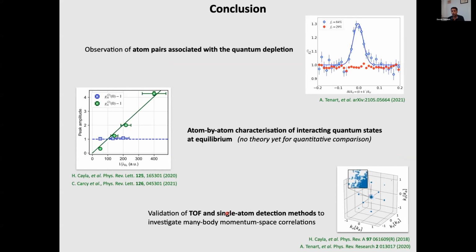Okay, so let me conclude. I've reported the observation of these atom pairs in the depletion of an interacting Bose gas at equilibrium. And I tried to show you that one can characterize this interacting quantum state by looking at these atom-atom correlations. And this somehow also validates this approach of using a time of flight and single atom detection method, which is provided, for instance, by metastable helium, to further study and go towards more strongly correlated quantum states. And with this, I thank you for your attention.